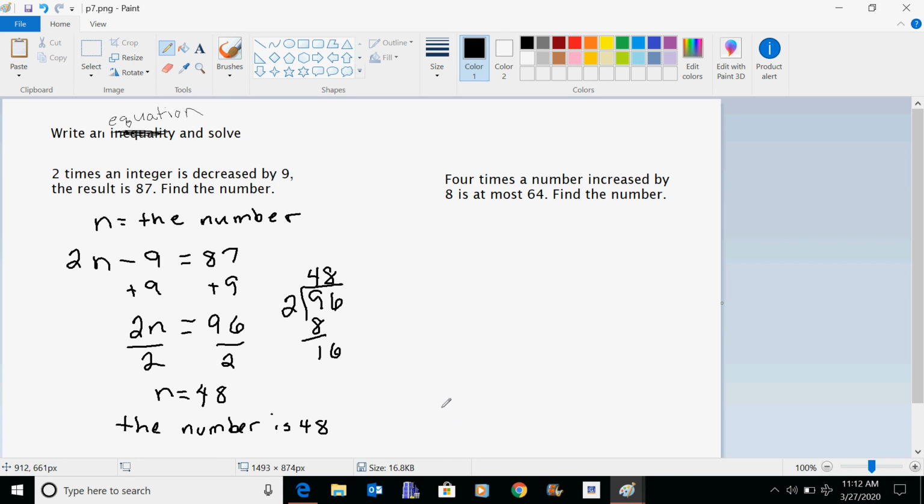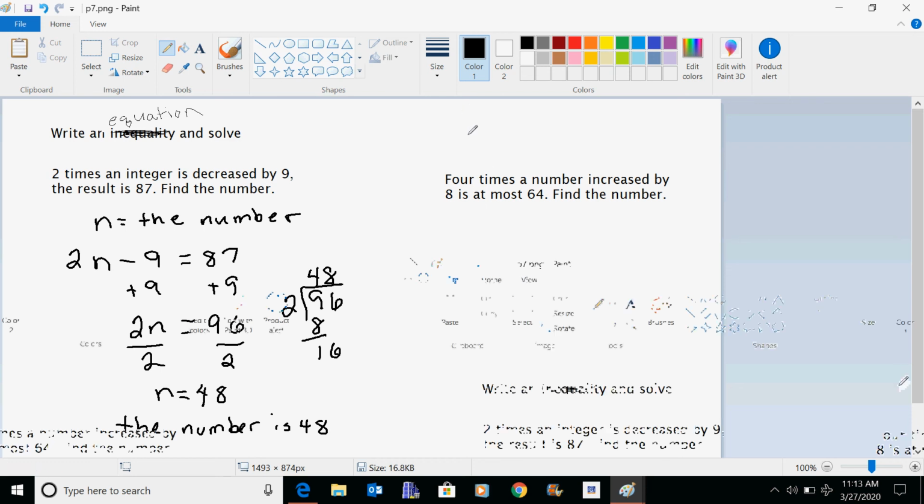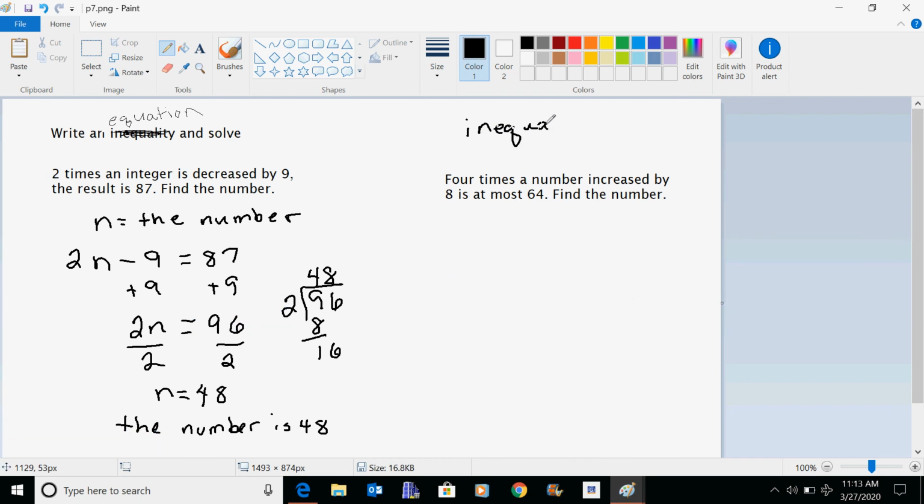So when the directions tell you that you need to write an inequality, you have to show the inequality that you are going to write, or the equation, and then you would have to actually solve it. So that would be an equation. It might also be that you have an inequality. This one's going to be an inequality.